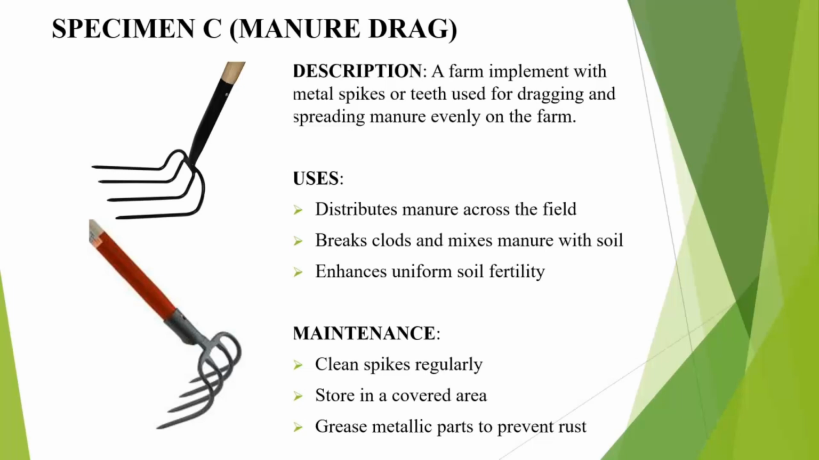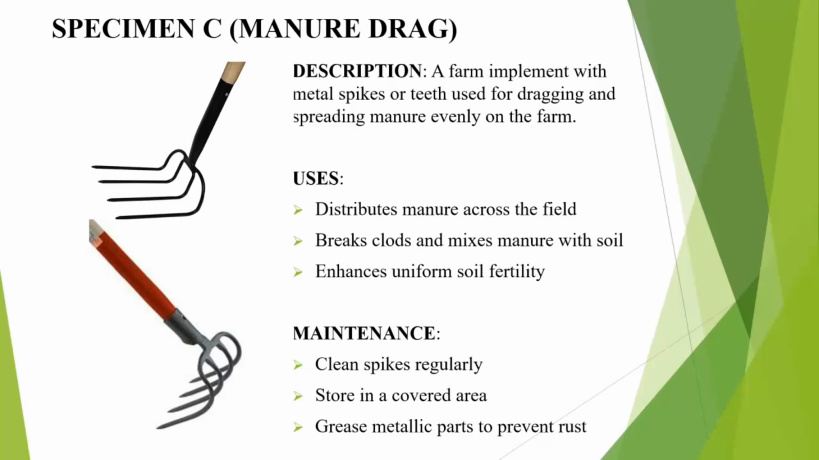And it's used for spreading manure evenly on the farm. So what are the uses? Again, it's used for distributing manure across the field. We can use it to break clods. What are clods? Clods are just lumps of soil. So when soil clumps, there are soil lumps, we can use it to break them and also mix the soil with manure. We also use it to ensure that the soil is uniformly fertile. So if a portion of the farm is fertile and one is not, we can use it to rake the soil and ensure that fertility is distributed and uniform.